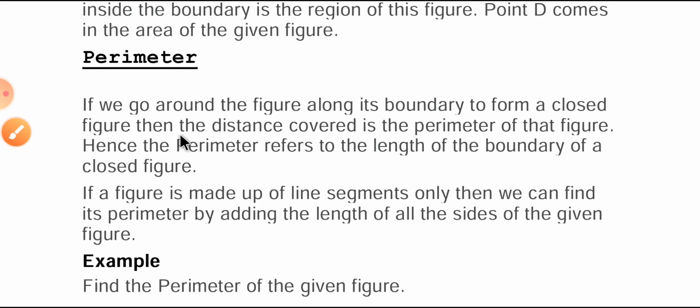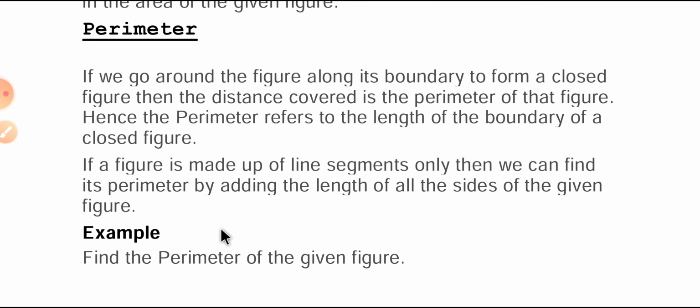Now we'll see the perimeter. What do you mean by perimeter? If we go around the figure along its boundary to form a closed figure, then the distance covered is the perimeter of that figure. Or we can say that perimeter refers to the length of the boundary of a closed figure. It is a figure made up of line segments only. Means it should be made up of only line segments. Then we can find its perimeter by adding the lengths of all the sides of the given figure.